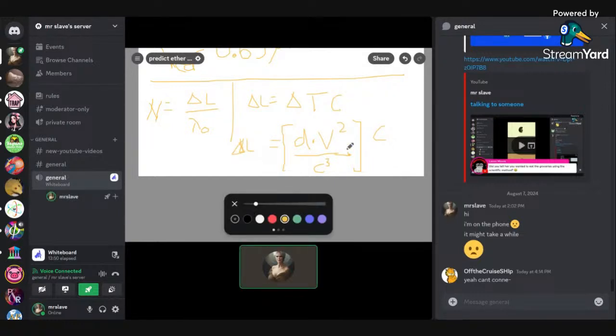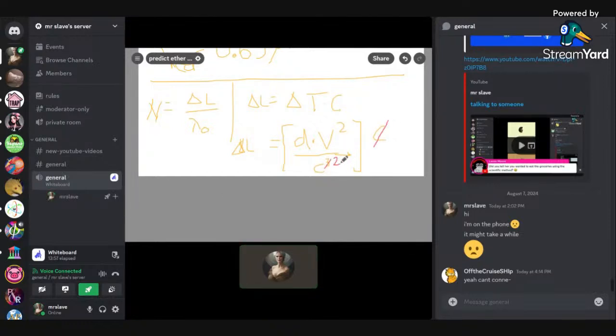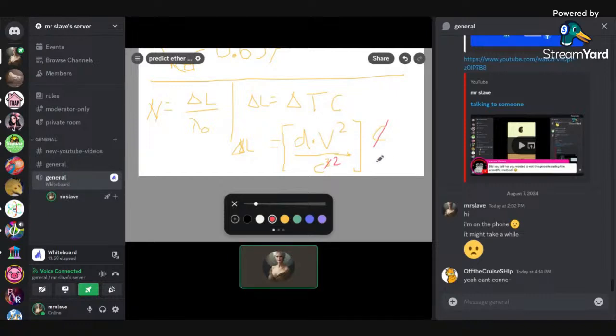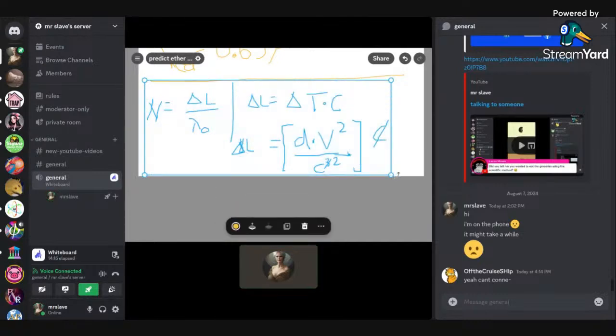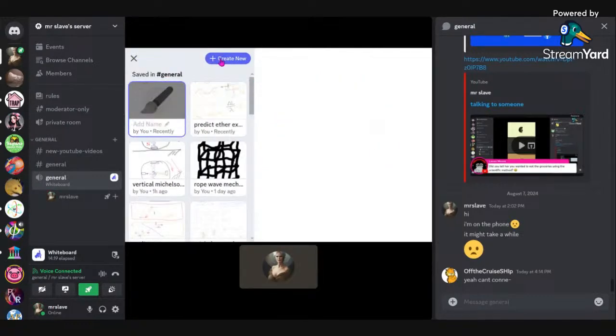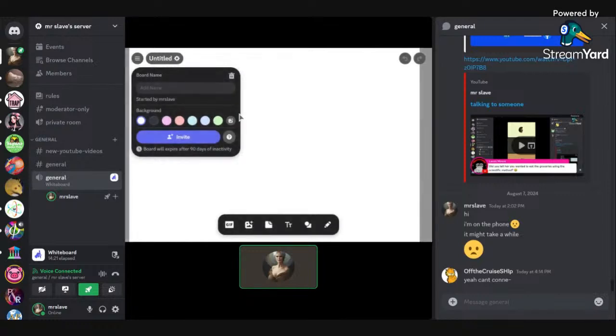So that's delta L. Obviously, c cancels out, and this becomes c squared. That's delta L, but we need to divide by lambda. So let's take this, copy it, and paste it on the next page. Okay, I think we're almost done.